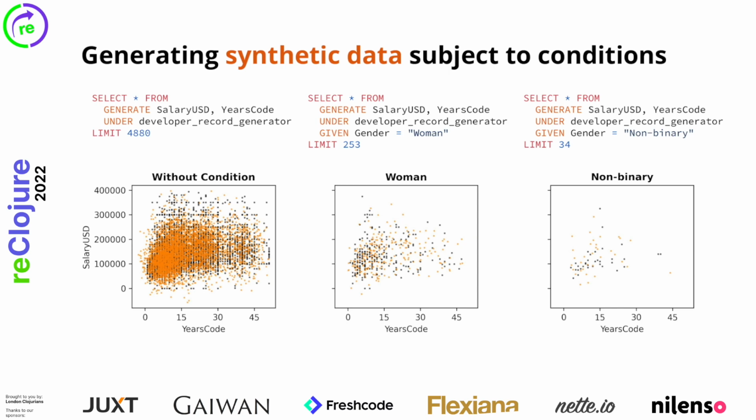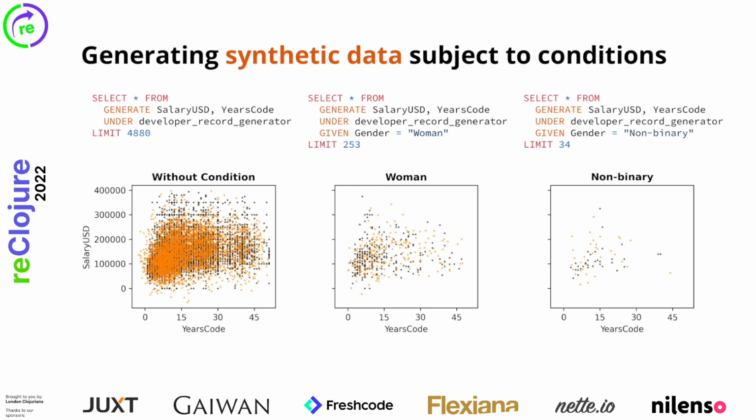Now let's explore generating synthetic data subject to constraints. Here are three queries. The first generates survey responses without any constraints. The second generates survey responses from women. And the last generates survey responses from non-binary people. Below each query is a scatter plot showing data returned by selecting from the real table in black, and data returned by selecting from the synthetic table produced by the data generator in orange. On the y-axis, we have salaries in US dollars, and on the x-axis, we have years coding professionally.